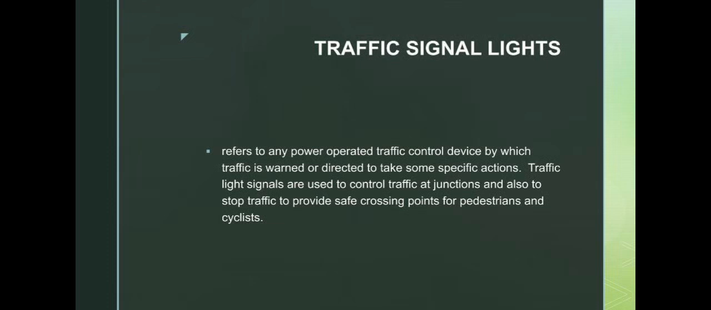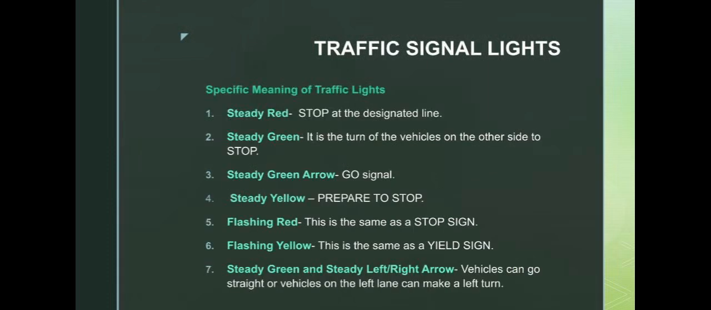Next, the traffic signal lights refers to any power-operated traffic control device by which traffic is warned or directed to take some specific actions. Traffic light signals are used to control traffic at junctions and also to stop traffic to provide safe crossing points for pedestrians and cyclists. Next, traffic signal lights: a specific meaning of traffic lights.